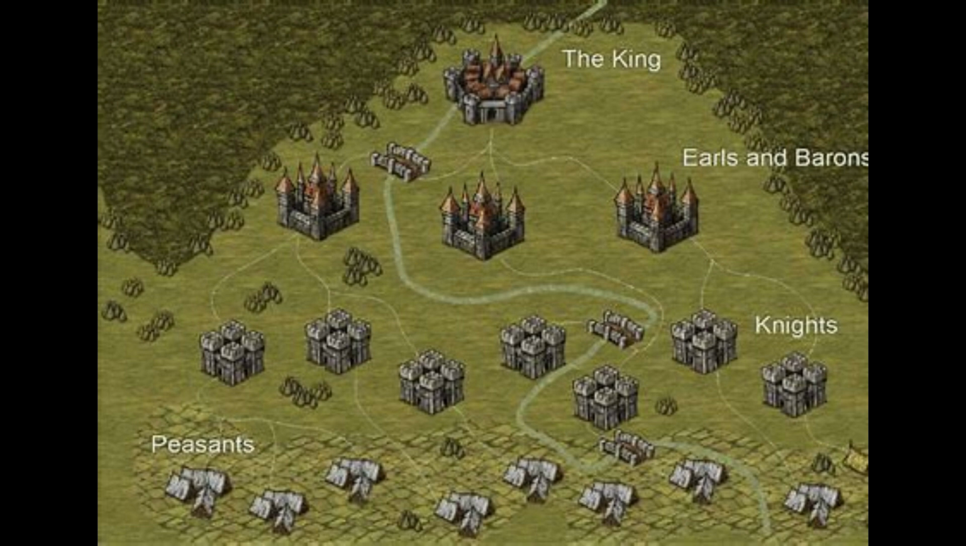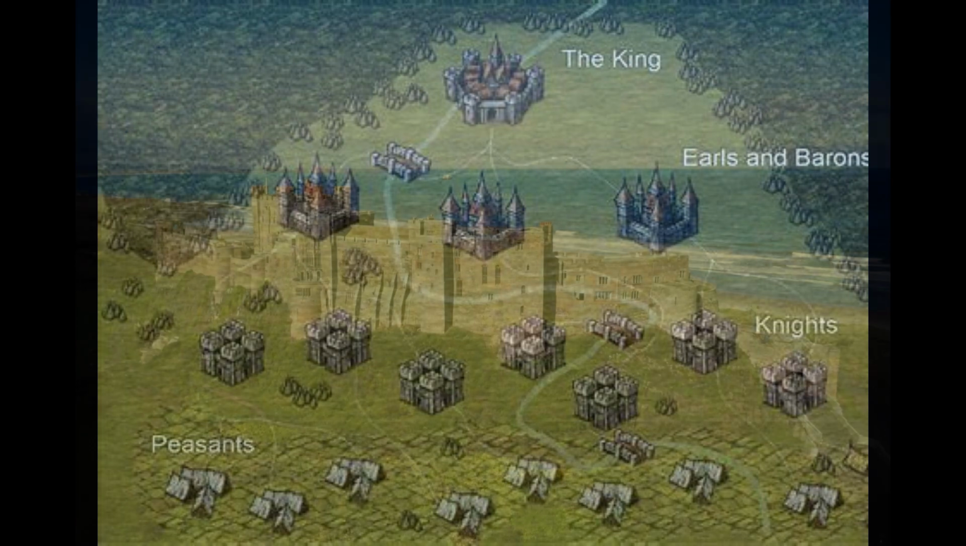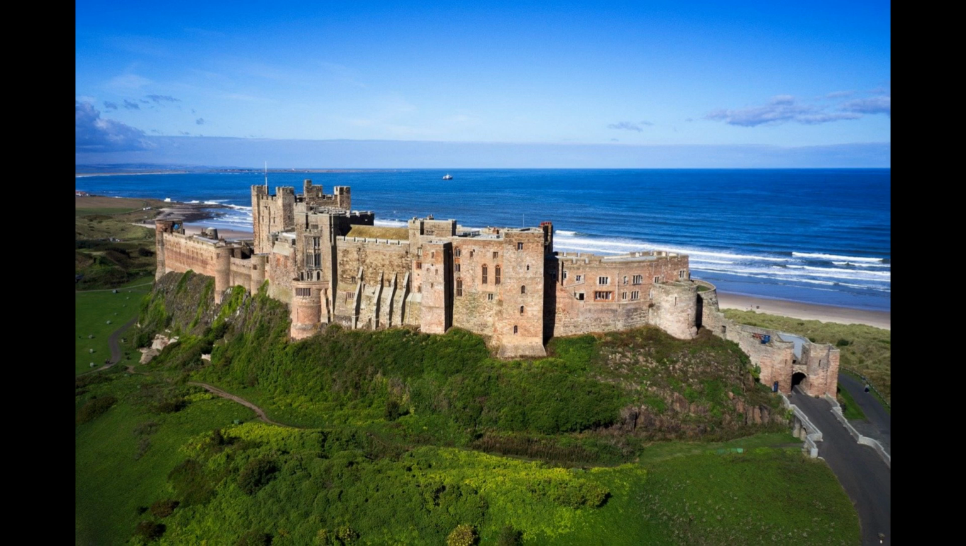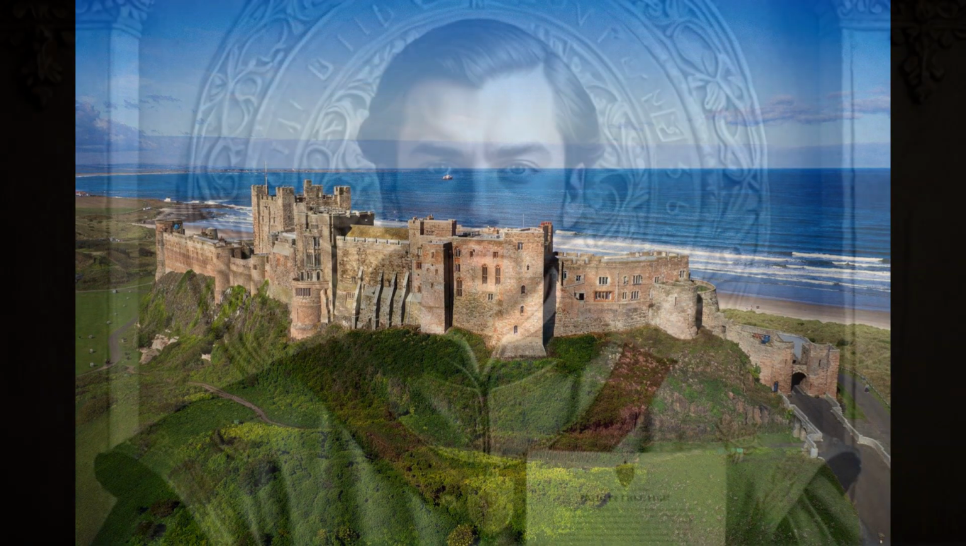Barons, though slightly lower in rank, were influential landowners who provided military support to the king. They held lands directly from the king in exchange for their service, a system known as feudalism. Barons had to ensure that their vassals, knights, and peasants were well managed, productive, and ready to serve in times of conflict. Their castles served as administrative centers and fortresses, crucial for local defense.